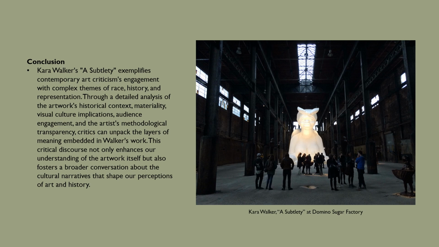In conclusion, Kara Walker's A Subtlety exemplifies contemporary art criticism's engagement with complex themes of race, history, and representation. Through a detailed analysis of the artwork's historical context, materiality, and visual cultural implications, audience engagement, and the artist's methodological transparency, critics can unpack the layers of meaning embedded in Walker's work. This critical discourse not only enhances our understanding of the artwork, but also fosters a broader conversation about the cultural narratives that shape our perceptions of art and art history.